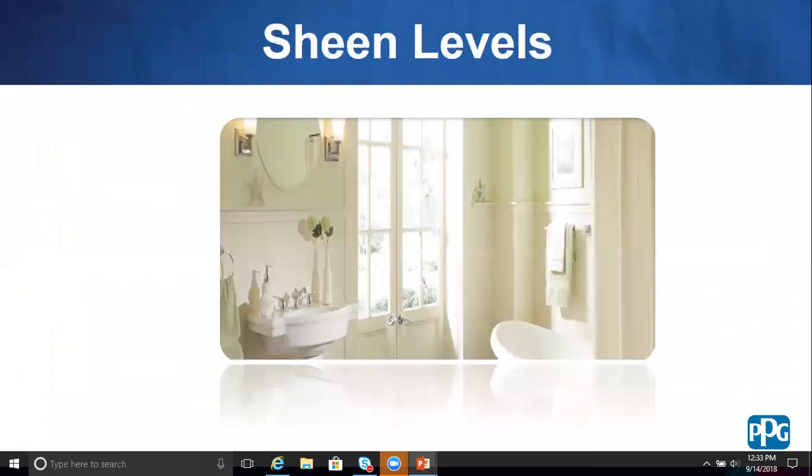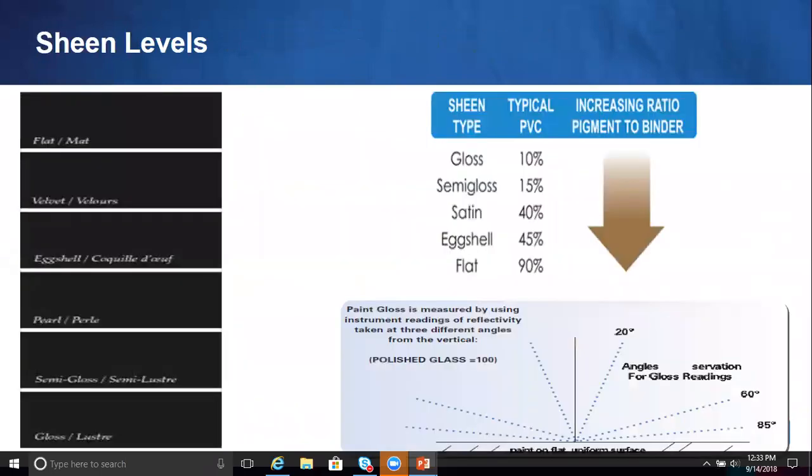So sheen levels is really a big deal. In most companies, and again, it depends on the product that you're using, you typically have a flat or a matte finish, and then you might have a washable flat, which could be called a velvet. The next step up would be an eggshell paint, which in England they call a pearl finish, like a high sheen satin. And then you've got semi-gloss and you've got high gloss.